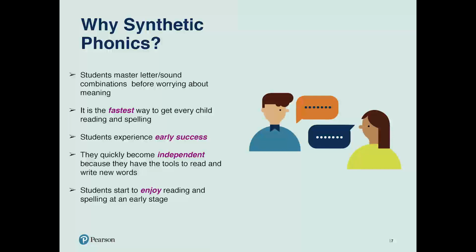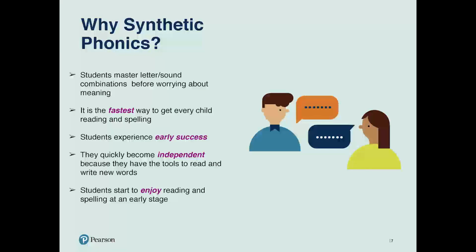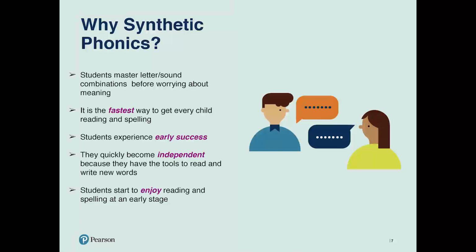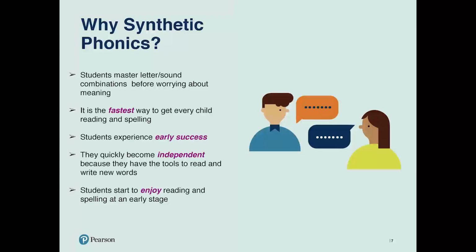Continuing on that theme, the students would master these combinations, these letter sound combinations, before attending to or worrying about meaning. The decoding comes first. Synthetic phonics, all the research has proved that it is the fastest way to get every child reading and spelling. Students experience early success and they become independent very quickly because they've got tools. They've got this wonderful new toolbox to read and write the words that they are coming across. And most importantly for me, this is at the heart of it for me, you see students really starting to enjoy reading and spelling from an early age, and enjoyment is the key there.